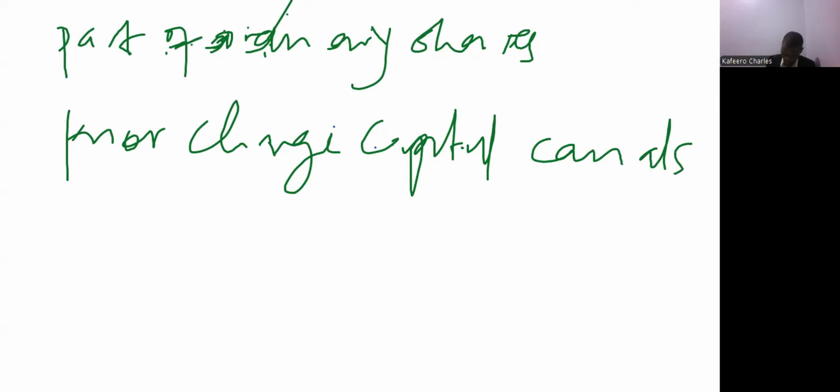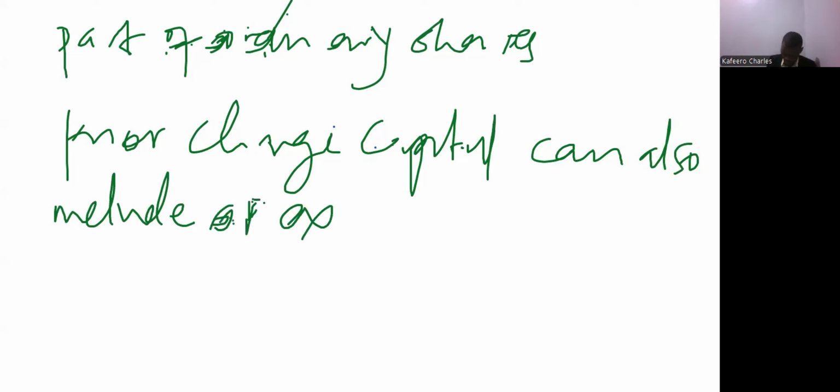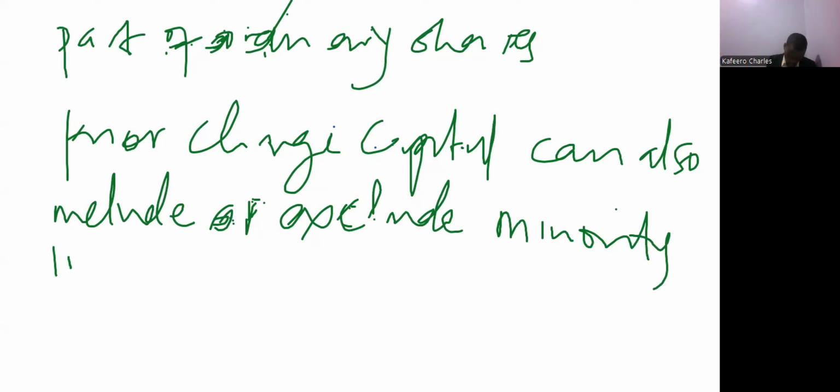can also include or exclude minority interest.